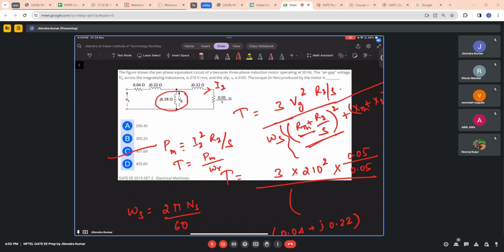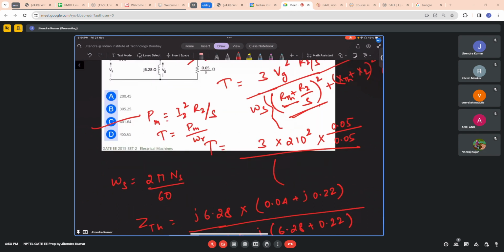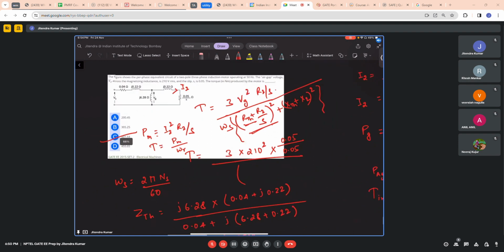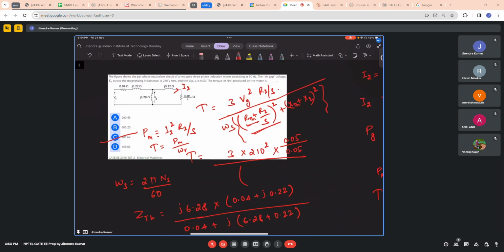So the whole purpose of giving the value of VG was to simplify all the calculation, because GATE will never want you to invest so much time to solve just one problem. It should get solved in 1 or 2 minutes. Okay, any doubt in this problem? No, sir. Okay, so one last problem I will take.